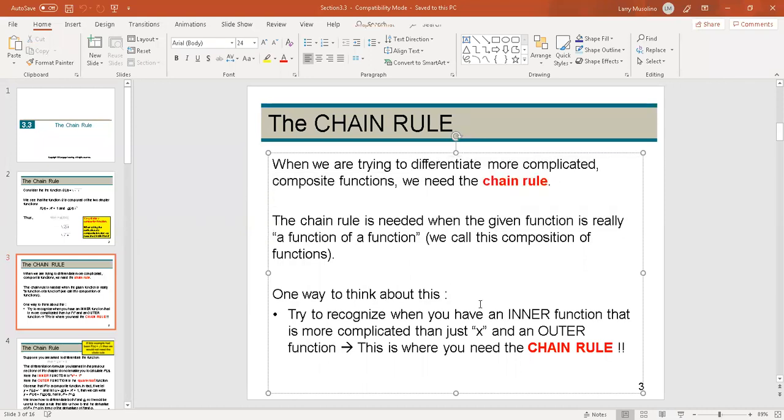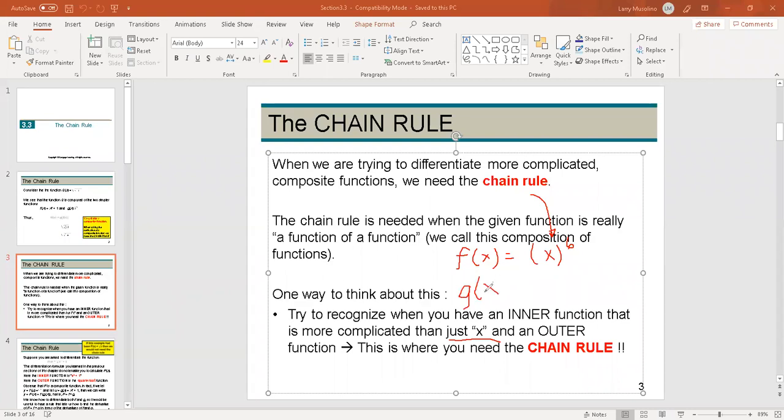You can almost think of this as, if you have an inner function that's just x, then you really don't need the chain rule. Let me give you an example. If I have f of x equals (x) to the 6, notice I'm putting an x inside parentheses. If I just have an x inside a parenthesis, I'm not going to need the chain rule. I'll give you another example.